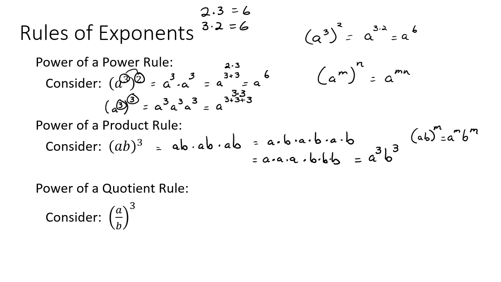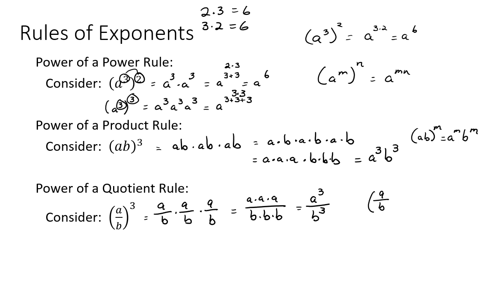A similar idea will hold for fractions as well. So a divided by b cubed, don't even have to do rearranging this time, would be a divided by b times itself 2 more times. To multiply a fraction, you multiply the numerators, multiply the denominators, and so again, the exponent essentially just distributes to both the numerator and denominator. And in the general case, a over b to the mth power is a to the mth power over b to the mth power.